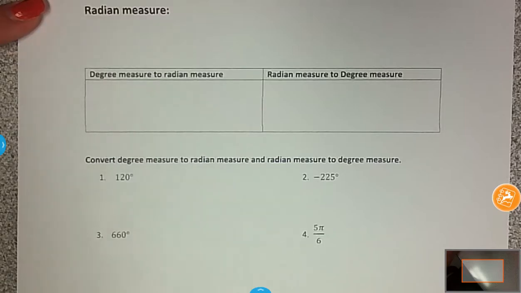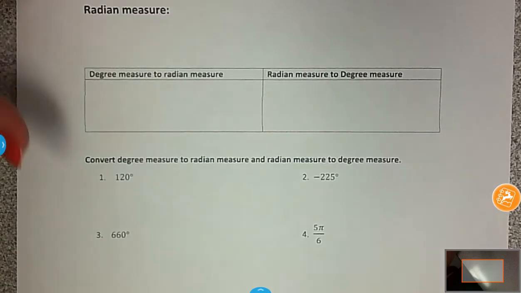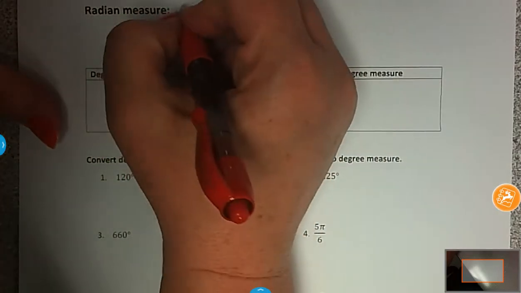Alright guys, we're going to go ahead and pick up in 13.2 and 13.3 day 1 with radian measure. Radian measure is just another way of measuring an angle. It's similar to what you did in geometry when you talked about arc length. It's just another name for it. So here's your definition.